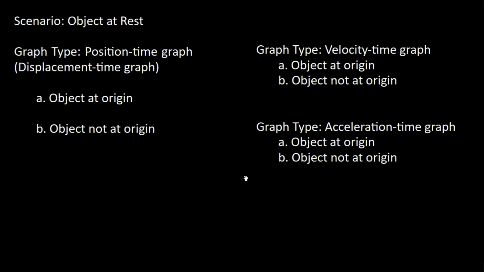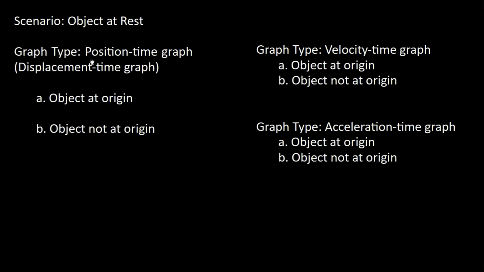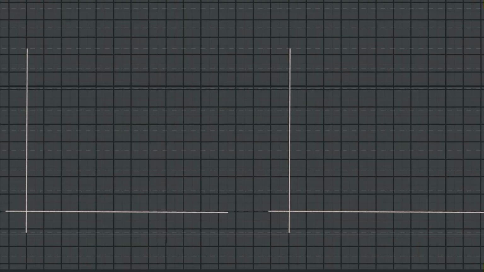Now let's apply our graph concept, the slopes and everything, to a particular set of scenarios starting from when an object is at rest. So we're looking at position time graph, velocity time graph, and acceleration time graph. We'll do that for each case, when the object is in uniform motion, so on and so forth. So object at rest, there are two subcategories: object at origin, object not at origin. So same thing goes for everything.